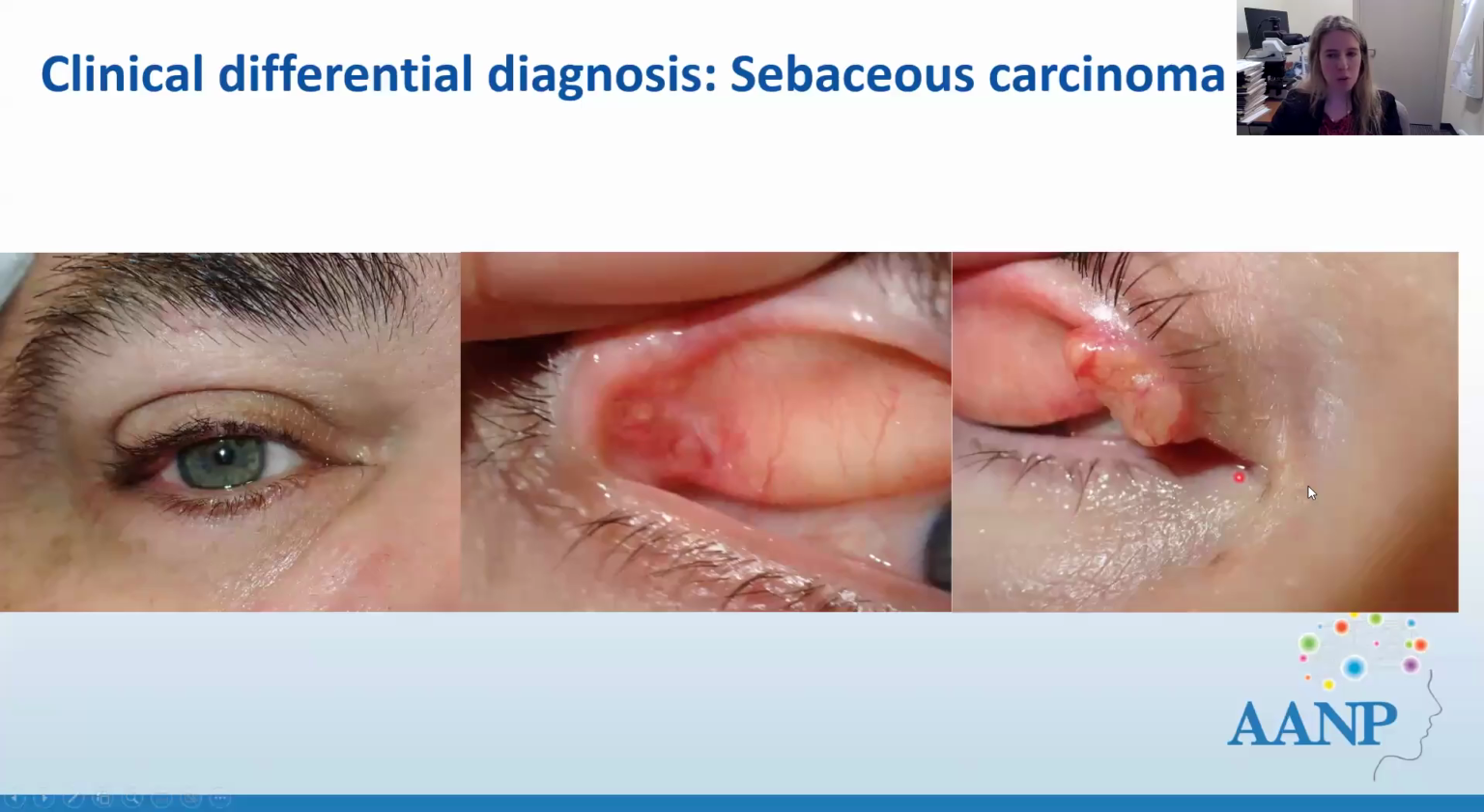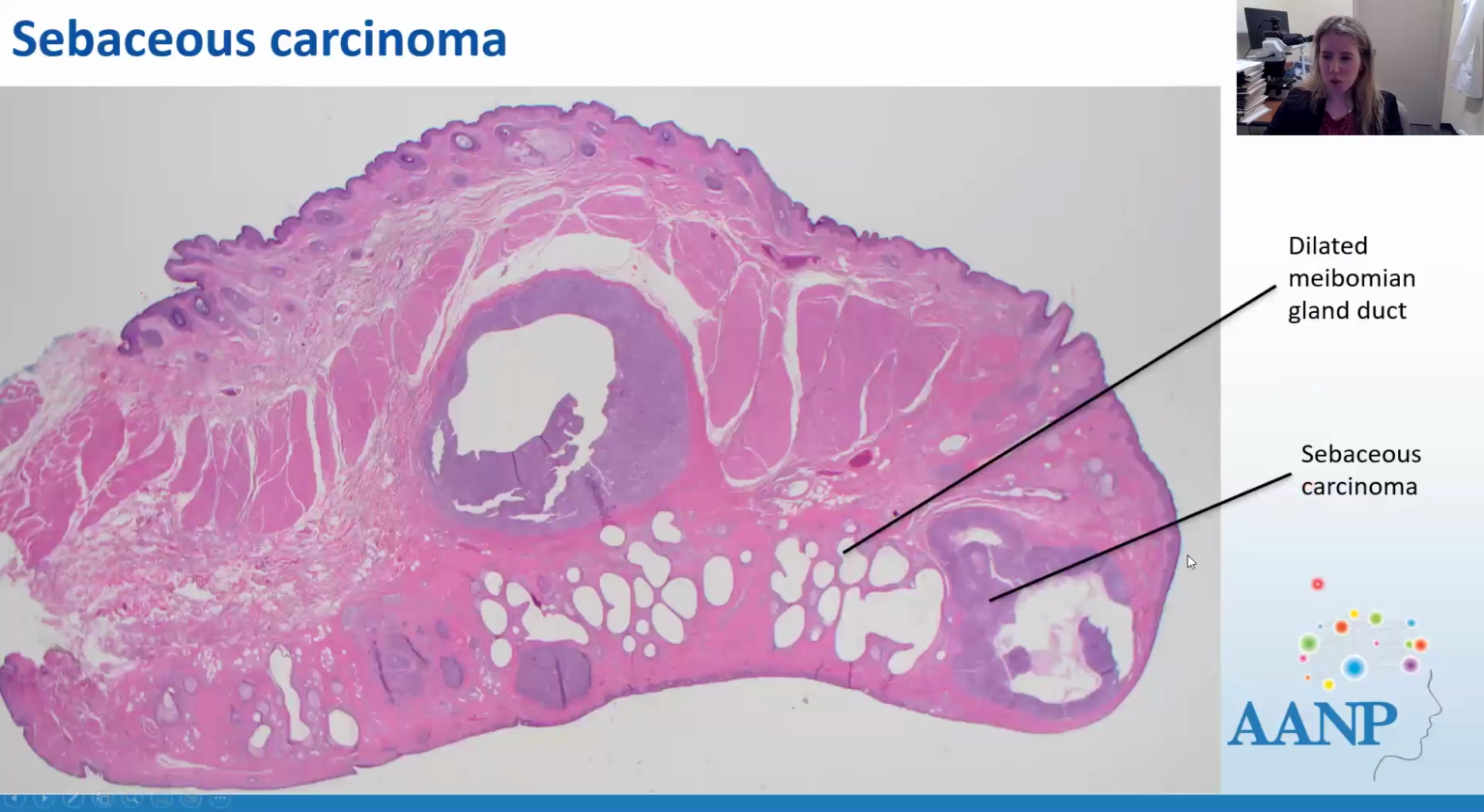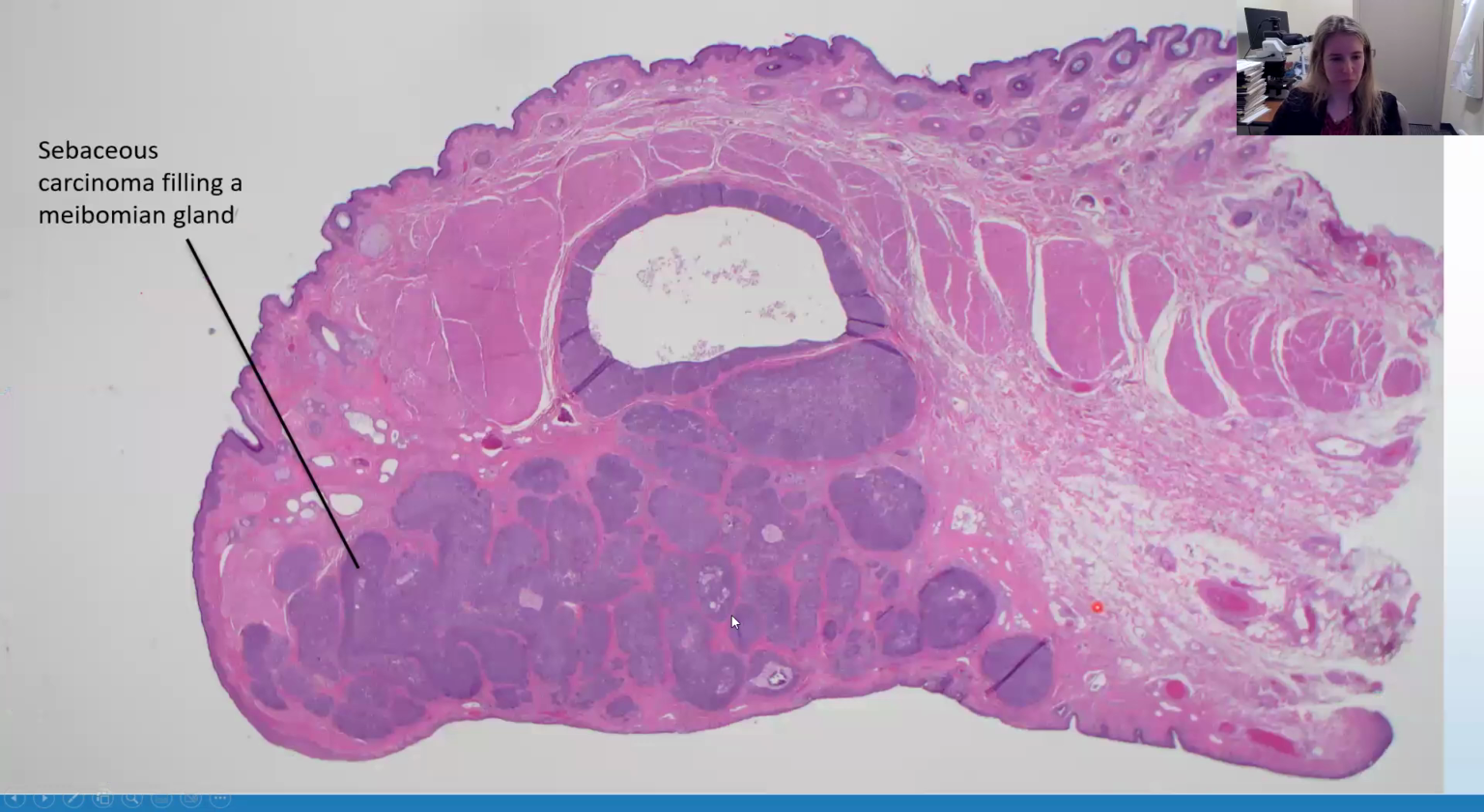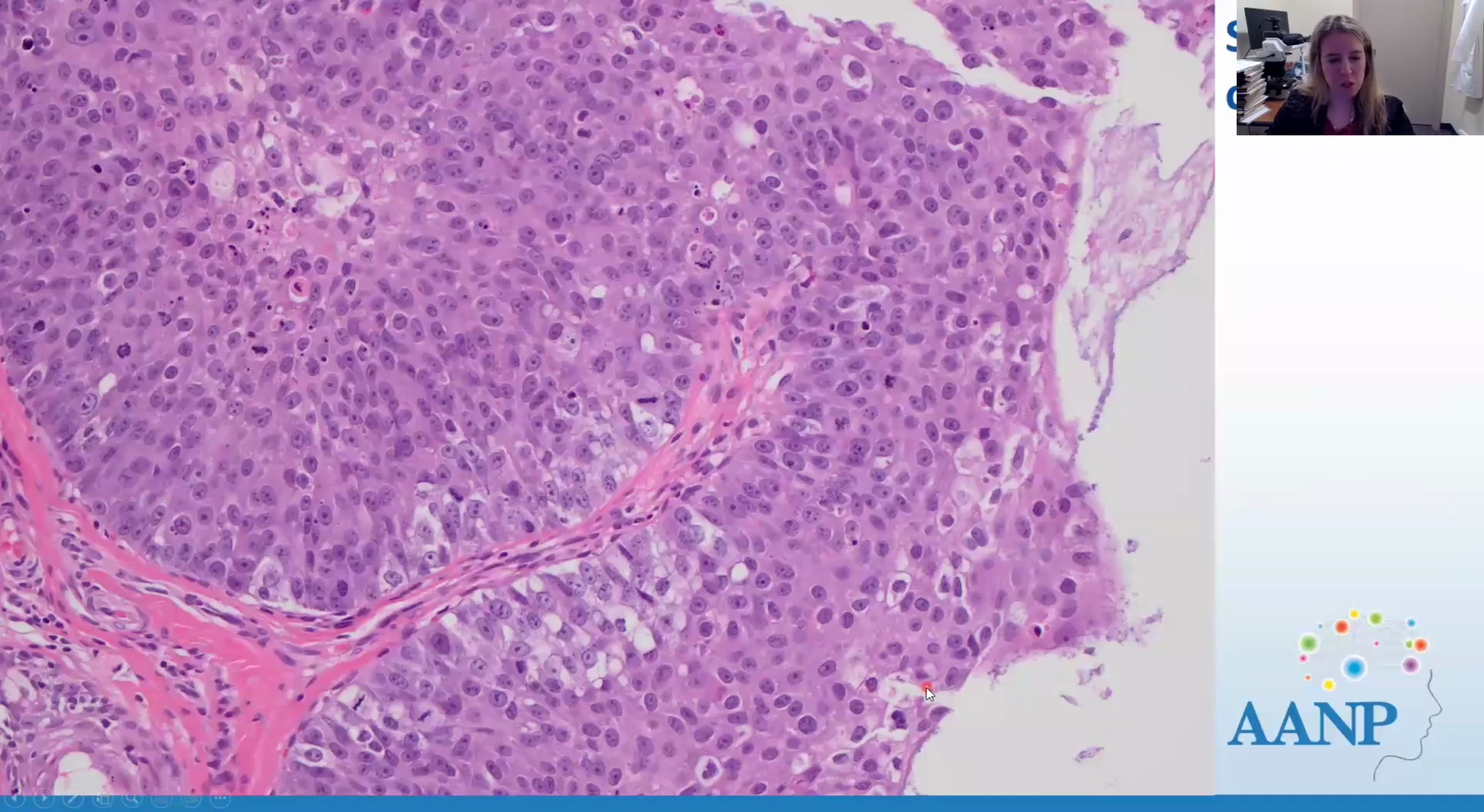Here's a sebaceous carcinoma from another patient. And sebaceous carcinomas will arise from the meibomian glands. Here you can see carcinoma in the meibomian gland and also causing dilation of the ducts. This is sort of a beautiful example where it's really filling up all of the meibomian gland. And just at a higher magnification, you can see the vacuolization and many mitoses here.